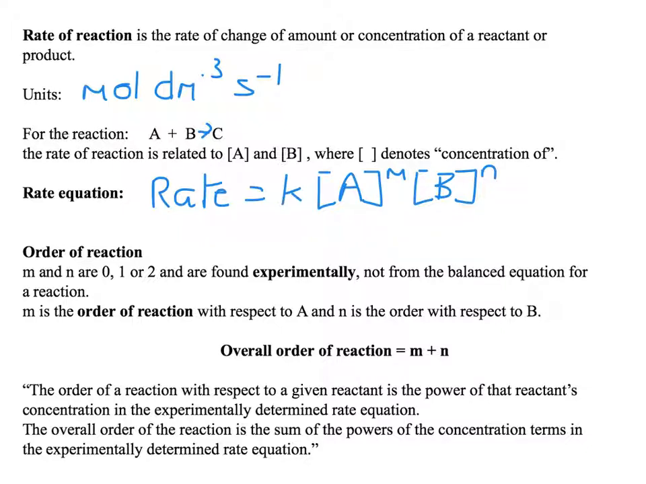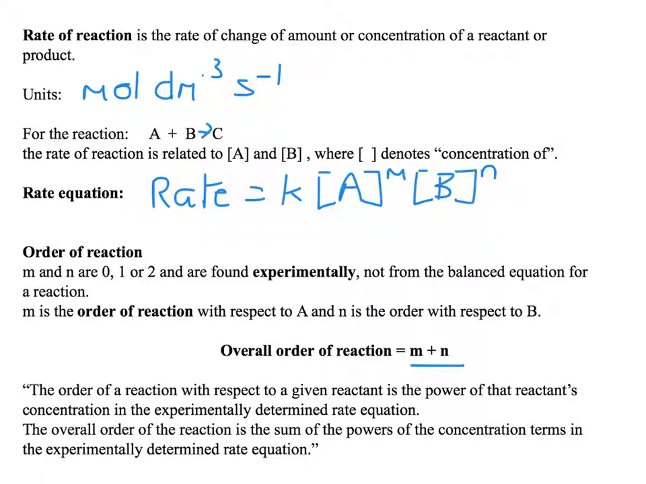The rate constant we'll come back to in a minute, but the rate constant is dependent upon temperature, and m and n are exponential values. So the overall order of the reaction is m plus n. You add them together. The order with respect to A is m, and the order with respect to B is n in this example. And for A level, m and n can be 0, 1 or 2.